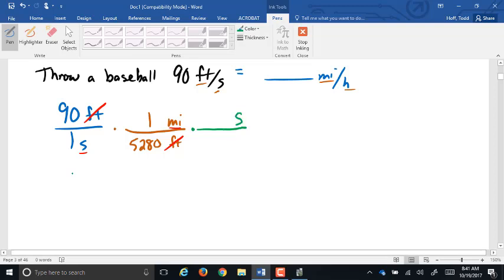It's going to go on top. Why does it go on top? Because it was on bottom before. So it has to go on top so it'll cancel out.